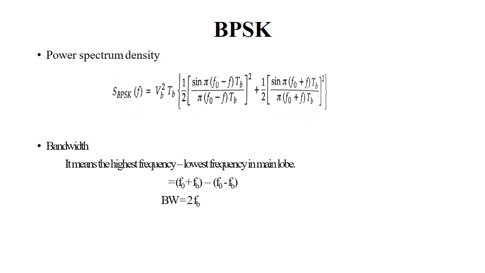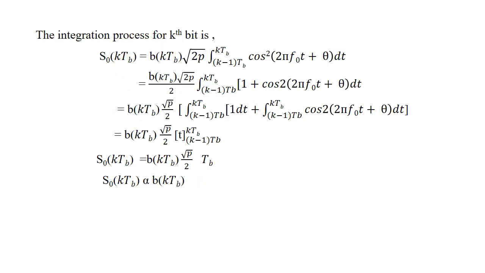The bandwidth means the highest frequency minus the lowest frequency in the main lobe. So f0 plus fb is the highest frequency and f0 minus fb is the lowest frequency. When we subtract the two frequency levels, we will receive 2fb here. So it is the bandwidth of the BPSK.